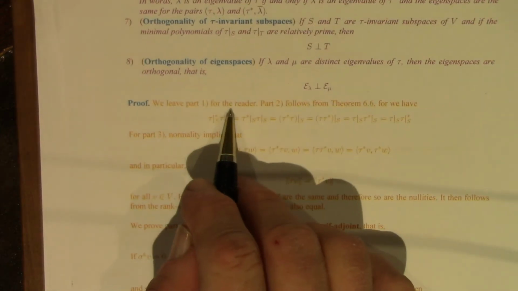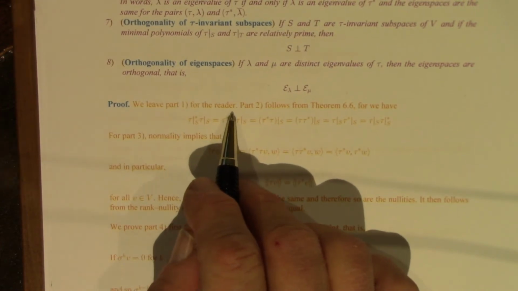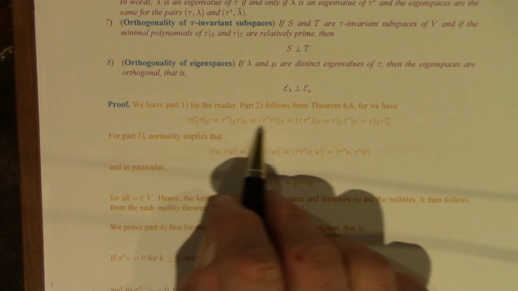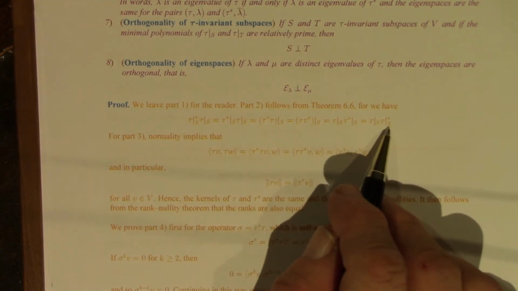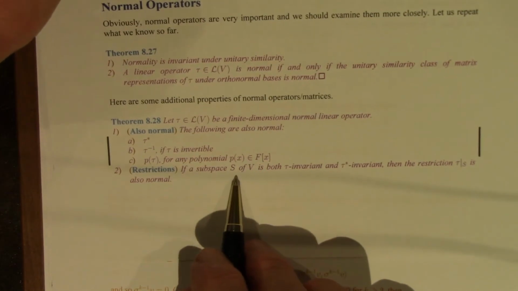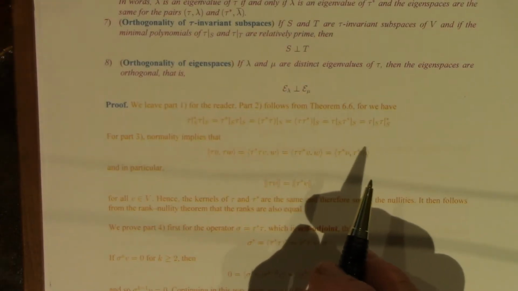I left proof of part 1 for you. For part 2, this is a one-line proof. Let's go back here and look at part 2. If a subspace is both tau and tau star invariant, then the restriction is normal.